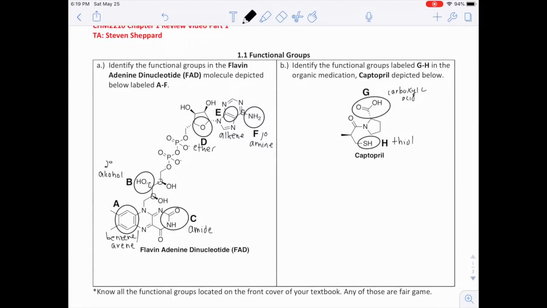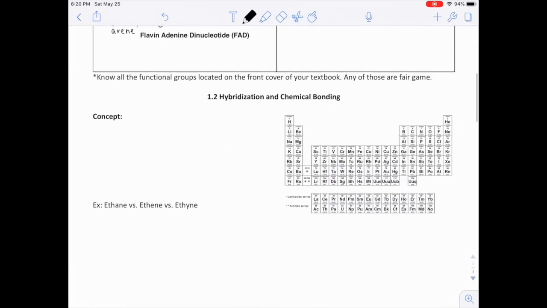You just really have to memorize them. They're not too bad. And again, you have to know all the functional groups that are located on the front cover of your textbook. Any of those can come up on the test and they are fair game. Okay? So that pretty much sums up functional groups. So the next thing we're going to talk about is hybridization and chemical bonding.